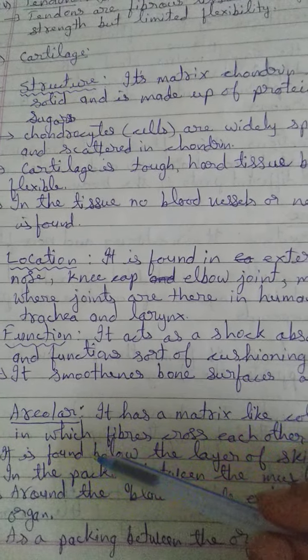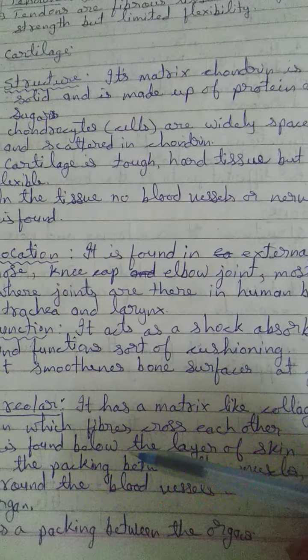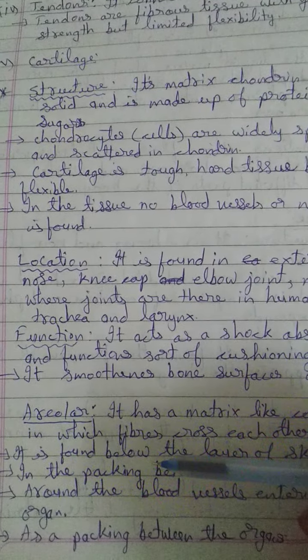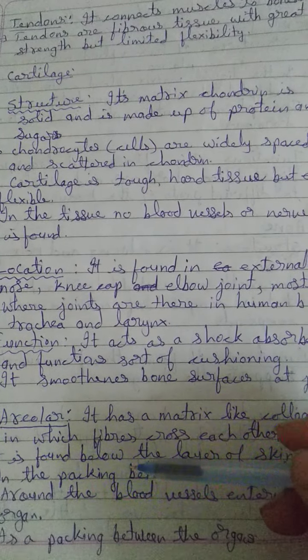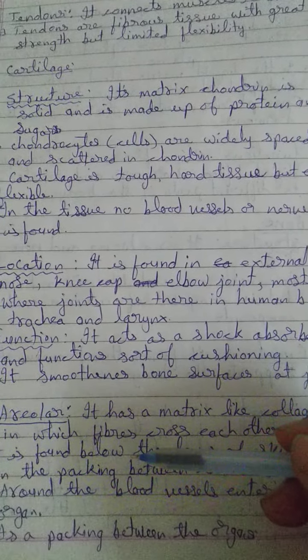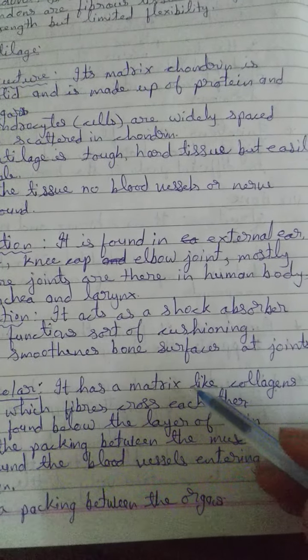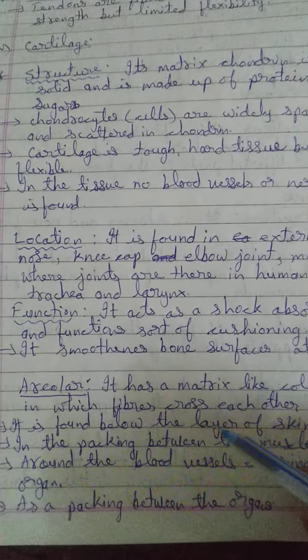Next one is areolar tissue. Areolar is also one kind of connective tissue, and areolar tissue is present between the organs, the internal body organs. They are packed by the areolar tissue. That means they do not move from their position and remain packed because of the areolar tissue. It has a matrix with collagen, an elastic matrix in which fibers cross each other.